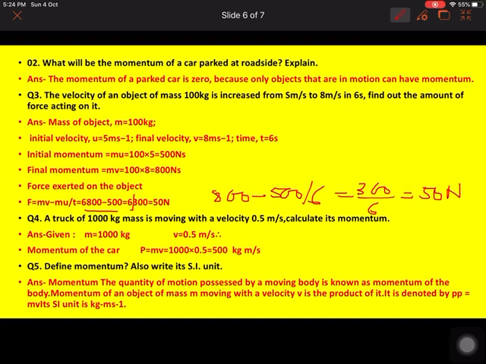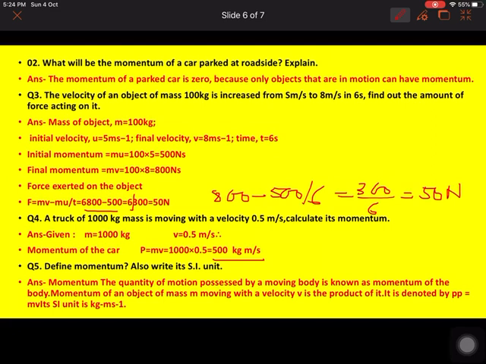A truck of 1000 kg mass is moving with a velocity of 0.5 meter per second. Calculate the momentum. We have the mass and the velocity, so we directly put them in the formula and it comes out to be 500 kg meter per second.